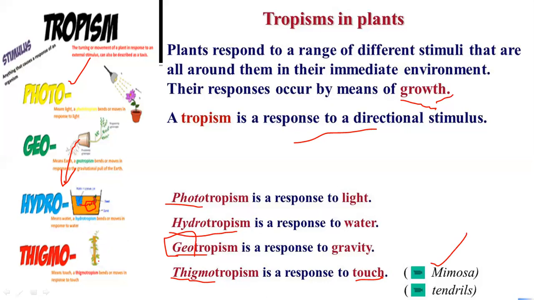Here we can say some plants, some vines and creepers, need some touch or support for their growth, as well as for movement and to grow upward. So they need support. When they touch something, it can be a stick, another plant, a tree, or a wall, they start to grow upward with the touch. So that is also called thigmotropism.